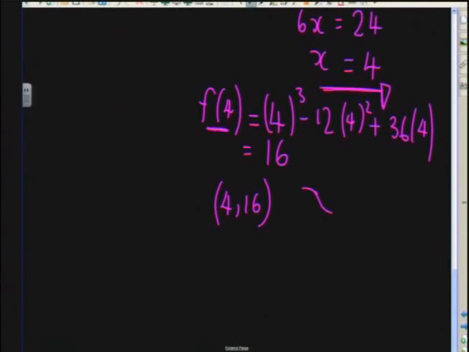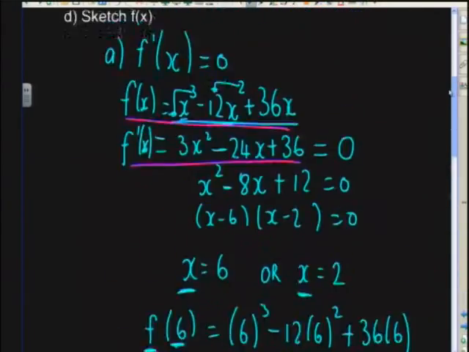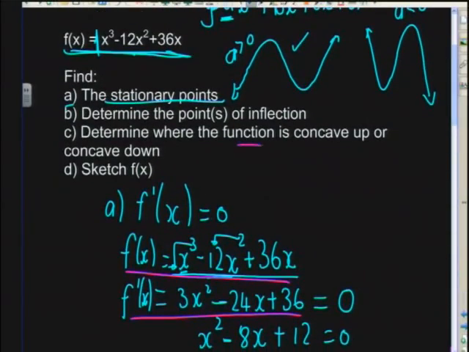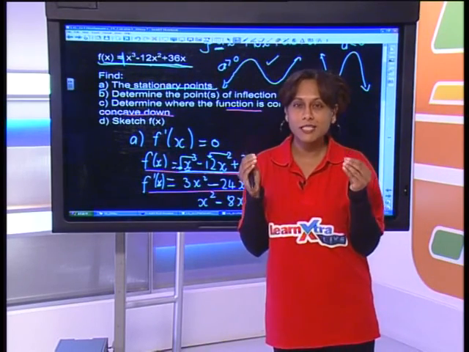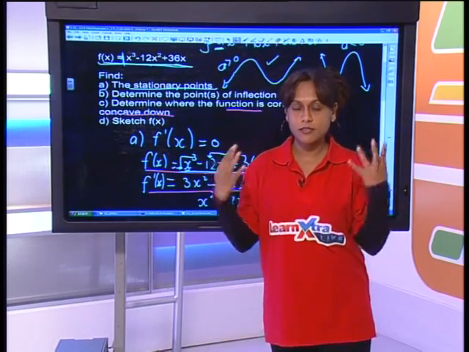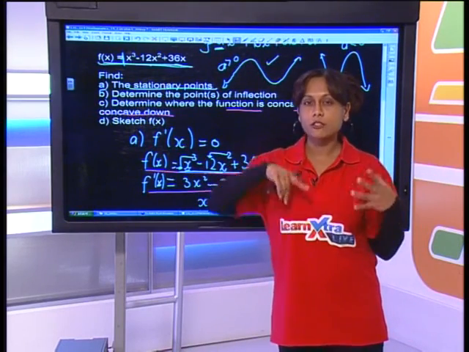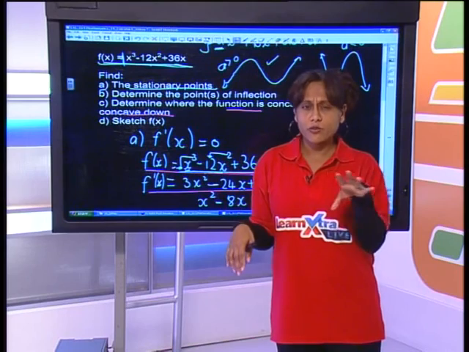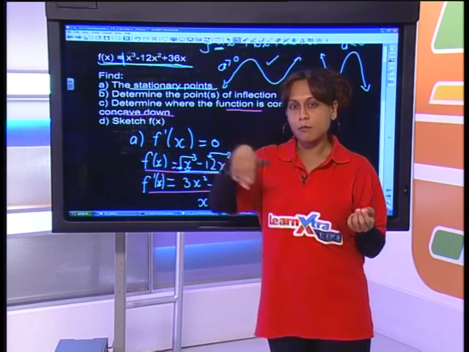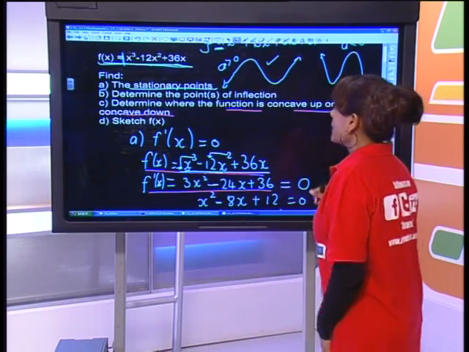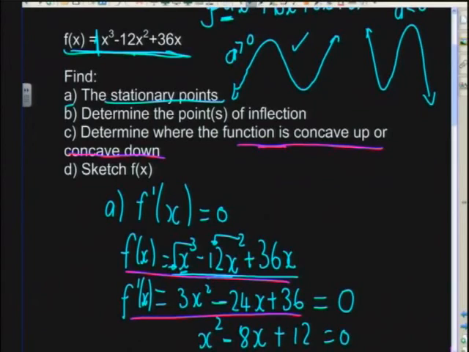All right, now let's talk more about concavity in the third part of the question, which says determine where the function is concave up or concave down. So here we need to be looking at the second derivative. Remember, whenever we're testing concavity, we're looking at the second derivative. When your second derivative is negative, you have a function that's concave down. When your second derivative is positive, you have a concave up function. So determine where the function is concave up or where it's concave down.